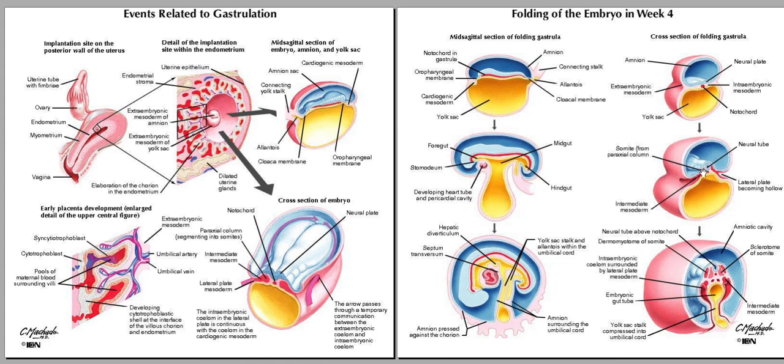Neural tube, so the somites from the paraxial mesoderm, and lateral plate mesoderms too. With more differentiation happening, you see the amniotic cavity, the neural tube above the notochord, the dermomyotome of the somites, and then intermediate mesoderm, intraembryonic coelom surrounded by the lateral plate mesoderms, and also the embryonic gut tube and the yolk sac, still compressed into the umbilical cord.